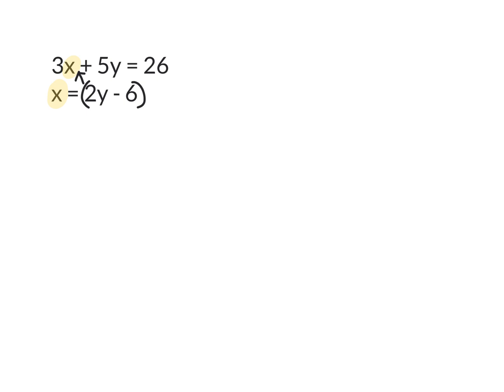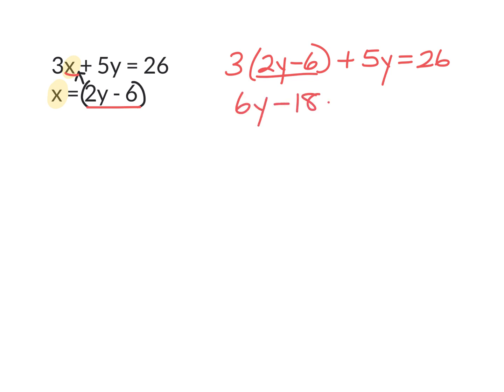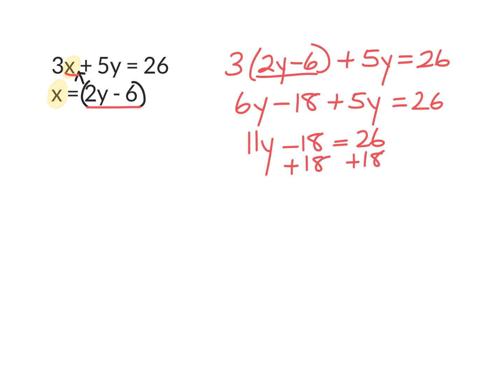All right, so here we go. I'm going to put 3 times 2y minus 6 because that's what x equals. And then I'm going to finish that equation plus 5y equals 26. One last time, I'm taking this and I'm putting it where x is, which is right here. All right, let's go ahead and distribute: 6y minus 18 plus 5y equals 26. Combine my like terms of my y, so I'm going to have 11y minus 18 equals 26. Plus 18, plus 18. I'll have 11y equals, it looks like 44. So y equals 4.